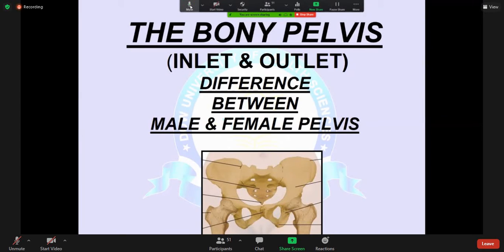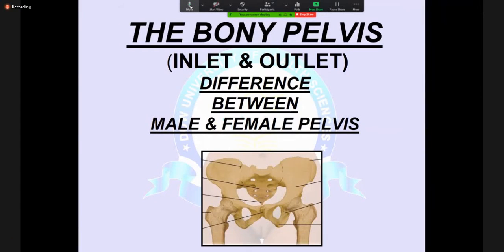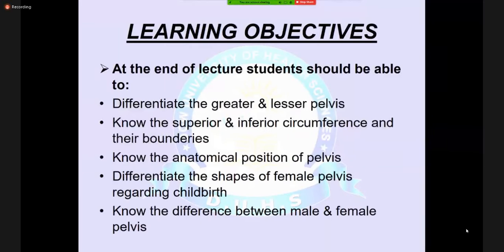Pelvis, the inlet and outlet, and the difference between the male and female pelvises. So we'll discuss the differences. We'll do the superior and inferior circumference and the boundaries of the pelvis, know the anatomical positions and the shapes and the different sizes of the female pelvises.